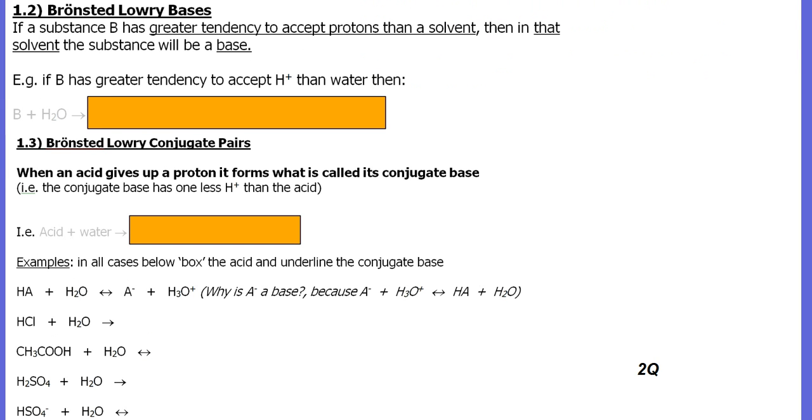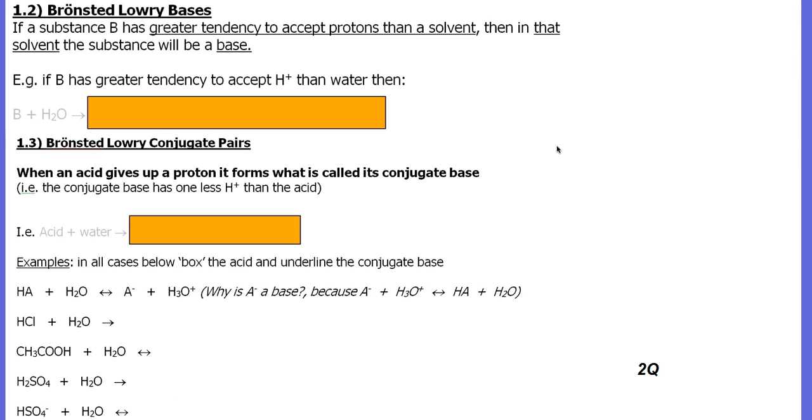Moving on, Bronsted-Lowry bases. Now if a substance B has greater tendency to accept protons in the solvent, then in that solvent the substance will be a base. What that means is because it's got greater tendency to accept protons, it will accept protons from the solvent. So for example here, if B has a greater tendency to accept protons than water, then pause the video, have a go, let's see what happens.